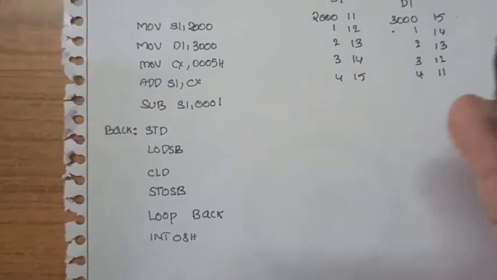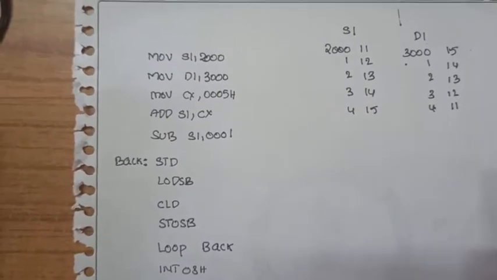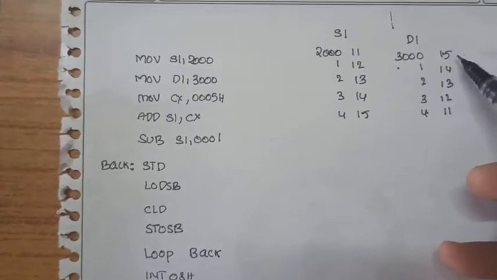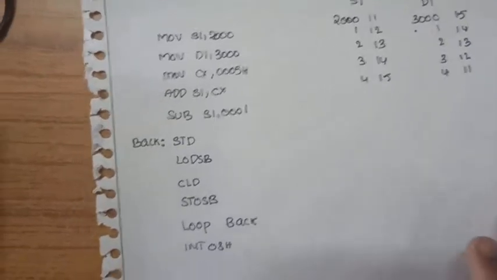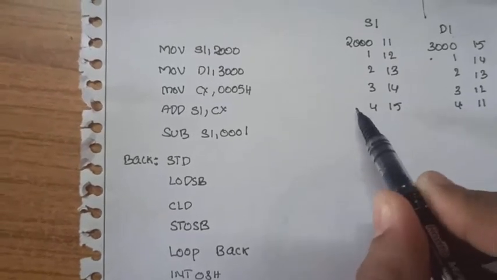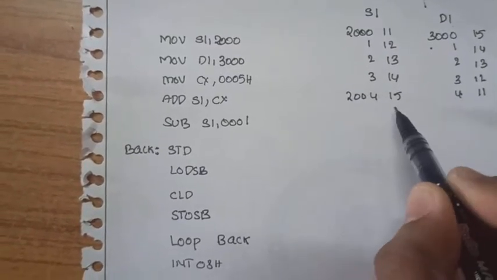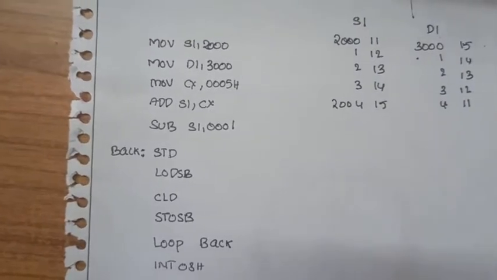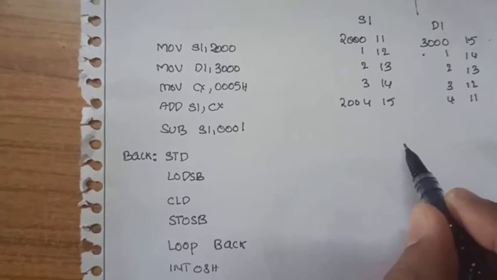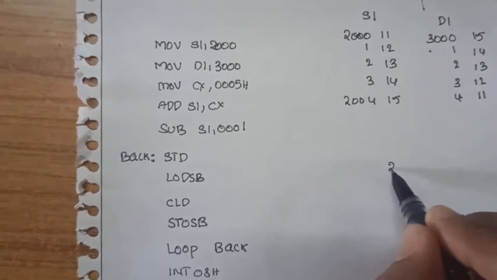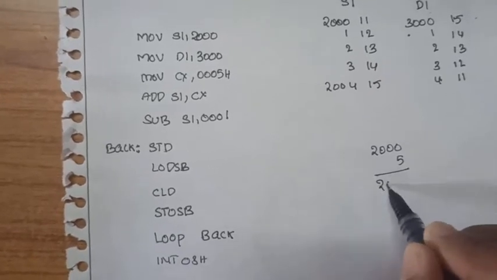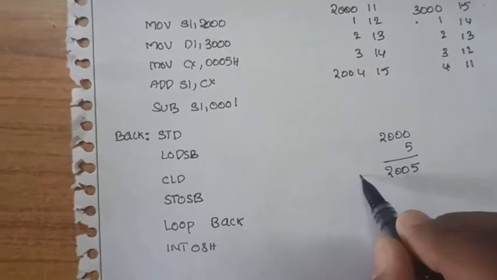Actually, to reverse at the output side, we want the last data to be updated as the first data in the destination. For doing that, we are using a logic here. I want to access the 2004 data initially. How to access that? For that I have increased SI by the byte count. Suppose 2000 is the SI value. To this I have added the count value, so now the SI value is 2005.